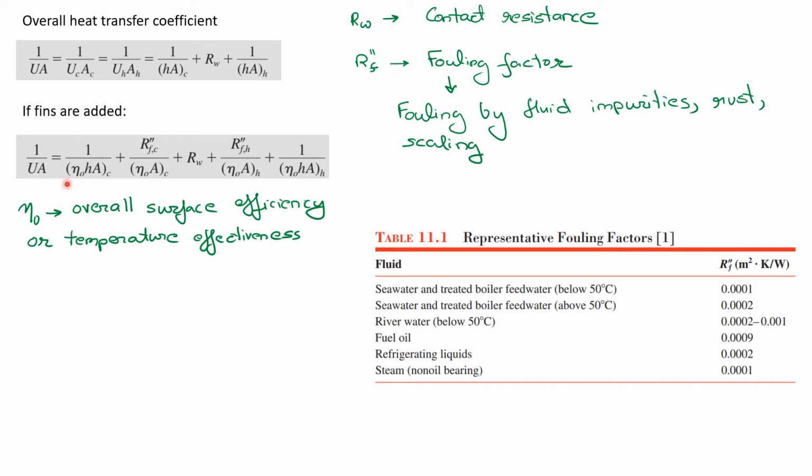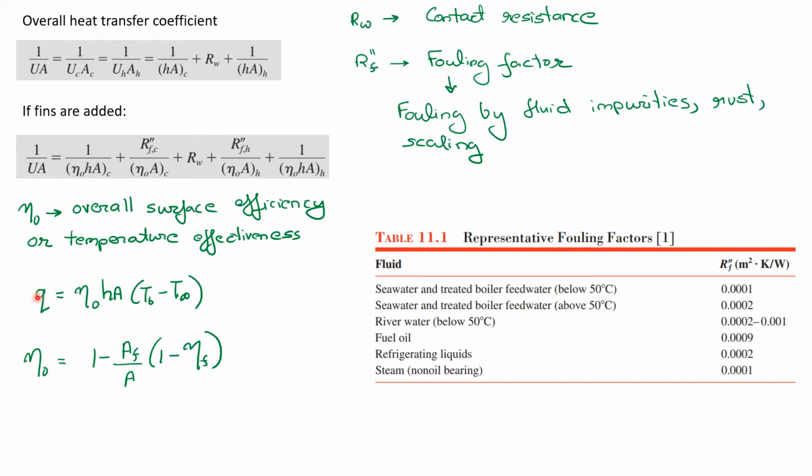Now the eta 0 that you see here is the overall surface efficiency or the temperature efficiency, and we'll see what that is. So as we know, there is some loss of heat, or the heat transfer between the surfaces is not always 100%.